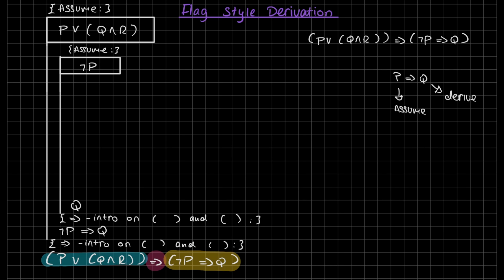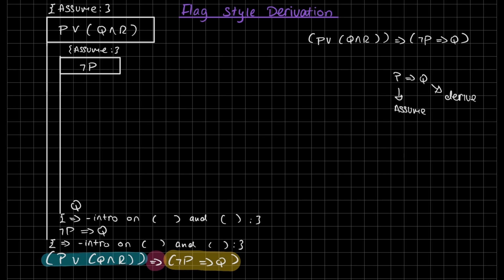Now you see we just have Q as our goal, and we can't simplify that anymore, or at least I don't think so. So this is where we stop using backward reasoning and we start using forward reasoning. We have two flags, so two assumptions, and what we can do is use these assumptions to derive Q.